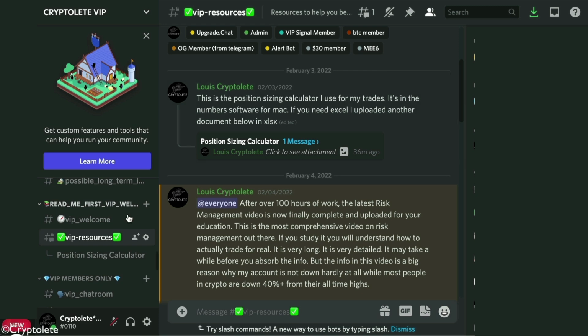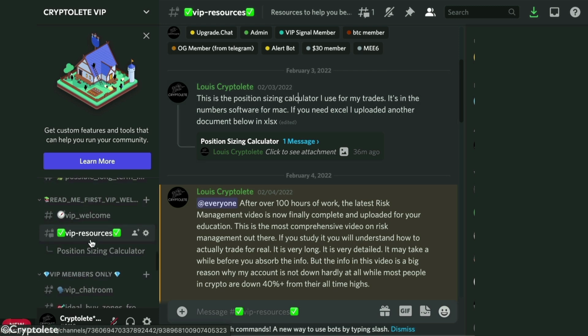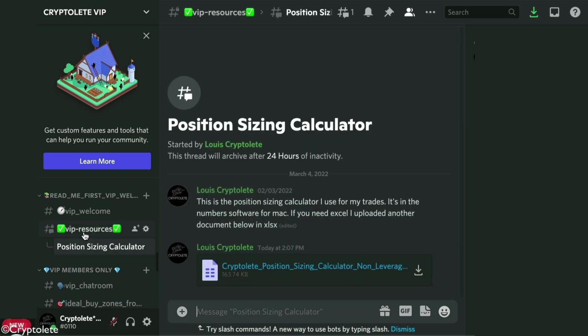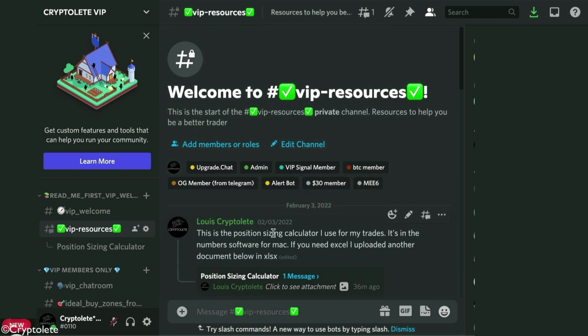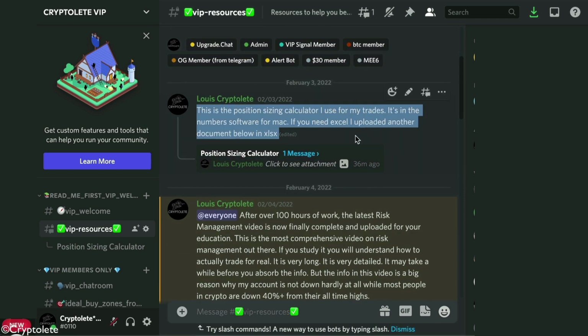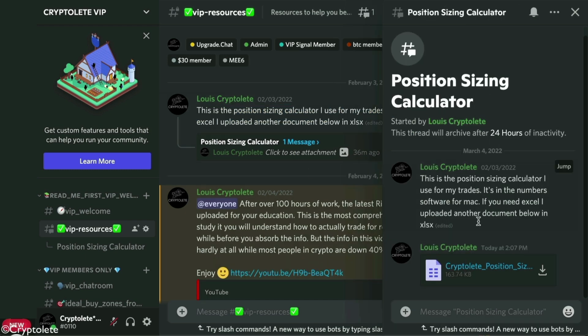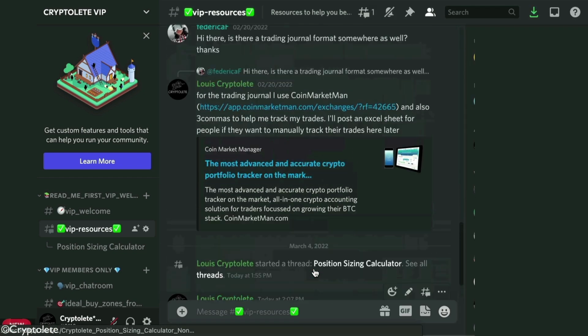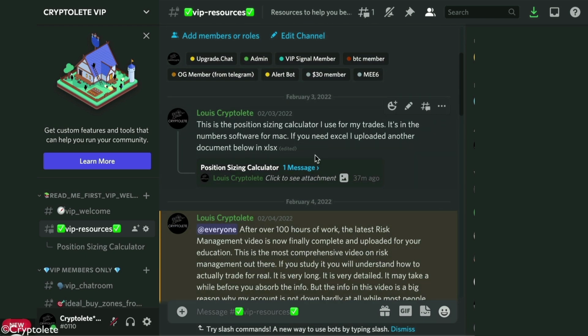So what you can do is you could go into the Crypto Elite VIP. If you are a member, you could go under Read Me First VIP Welcome. And underneath that, you will see VIP resources. And in this channel, if you scroll all the way to the very top, the very first thing that I have is the Crypto Elite Position Sizing Calculator, Non-Leverage and Leverage. And this is the position sizing calculator I use for my trades. It's in the Numbers software for Mac. And then I also uploaded it a little bit further down, position sizing calculator in XLSX format for non-Mac users.